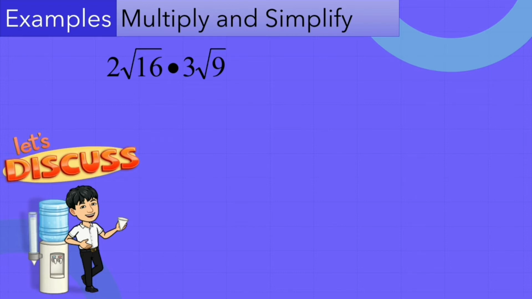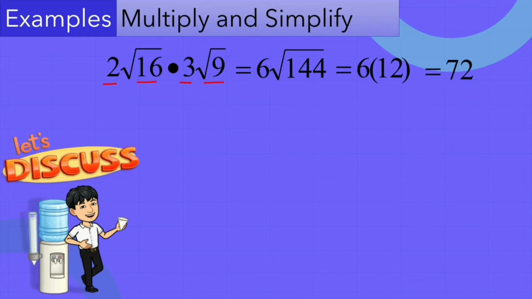First, we're going to multiply 2 times 3, and we will also multiply square root of 16 times square root of 9. So the product here is 6 times square root of 144. We know that 144 is a perfect square. That means we can still simplify it. That is now 6 times 12. And 6 times 12, the answer is 72.